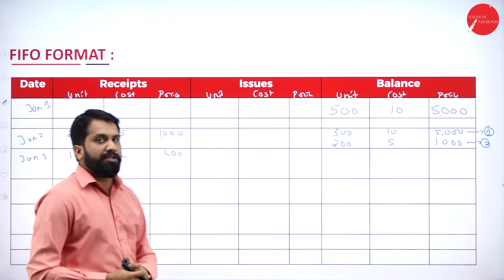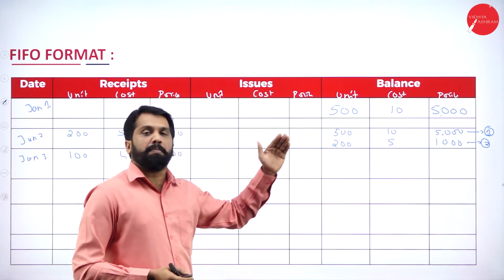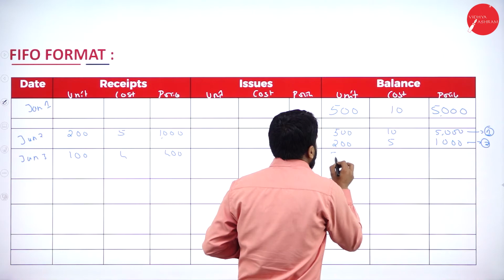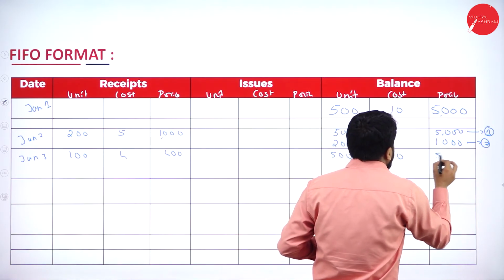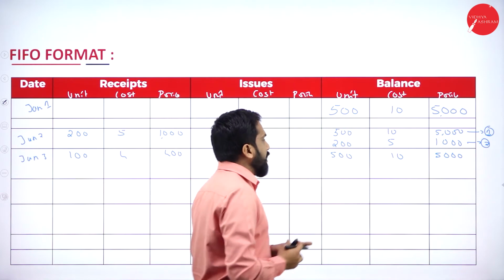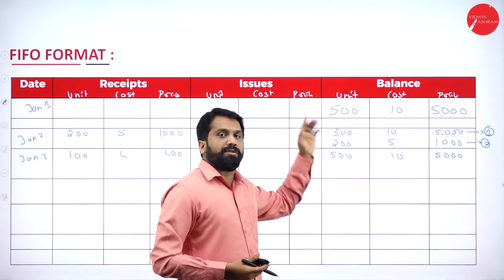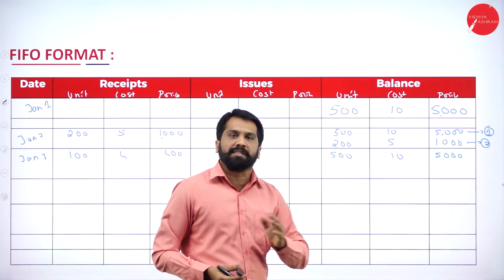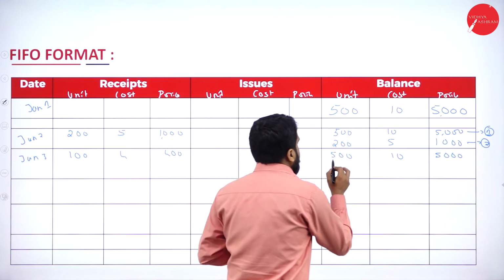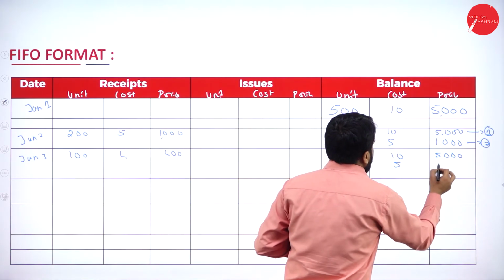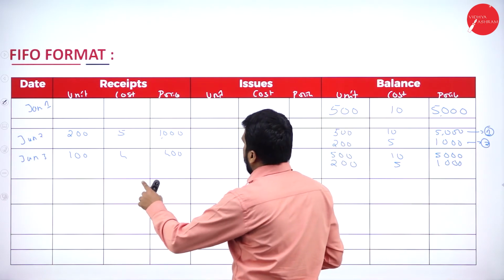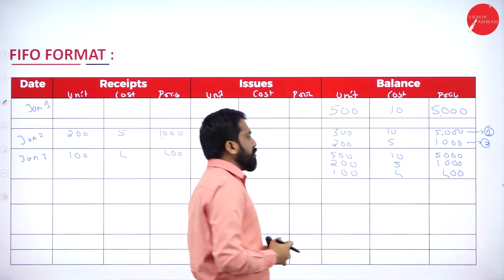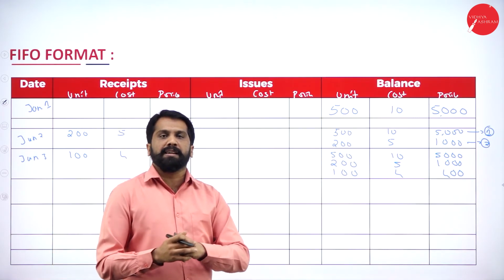In the balance column, what should we do? Copy the old one and copy the recent one. Next, copy the same thing. 500 into 10. It is 5000. Unless and until you issue this, you have to copy it every time. Even though it is 10 boxes, you have to copy all 10 boxes every time. Now, again, it will be 200 into 5. It is 1000. What is the new box? It is 100 into 4. It is 400. Up to this, any doubt? Hopefully, there is no doubt.